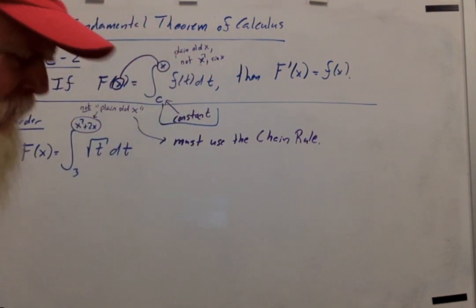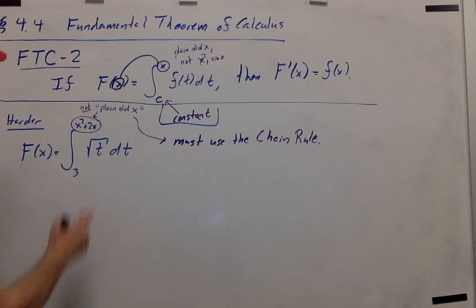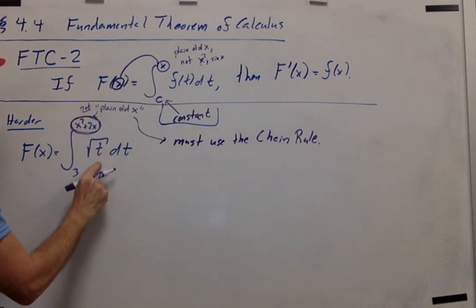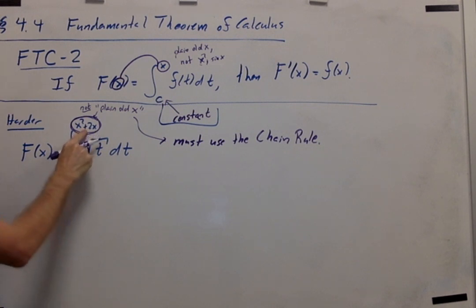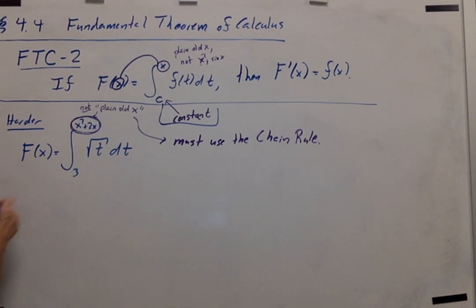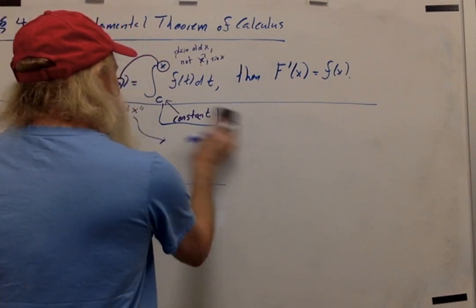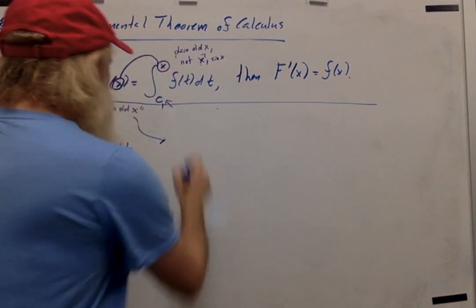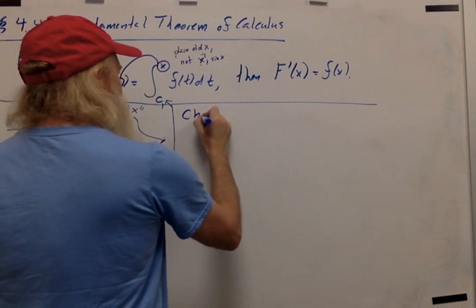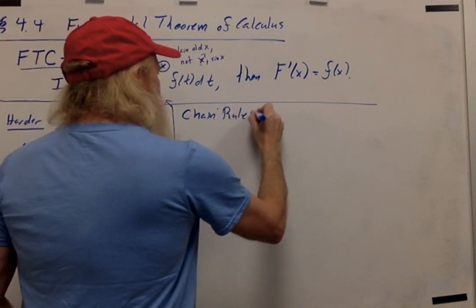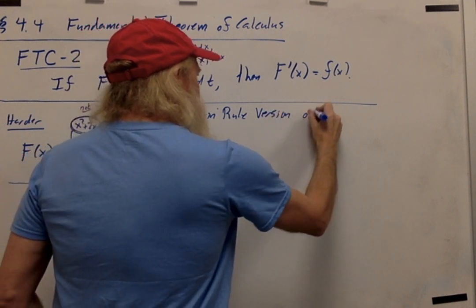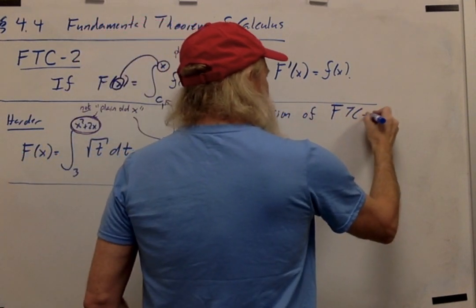Now what makes this feel weird is that the inside function is the function up here. This isn't considered the inside. This is the inside. This is where we expect that x to be. So let me restate the fundamental theorem of calculus in the form of the chain rule, and then let's do this problem. So let's clear some space. Here's the chain rule version of the fundamental theorem of calculus part 2.